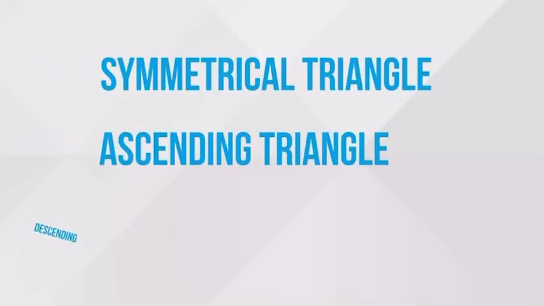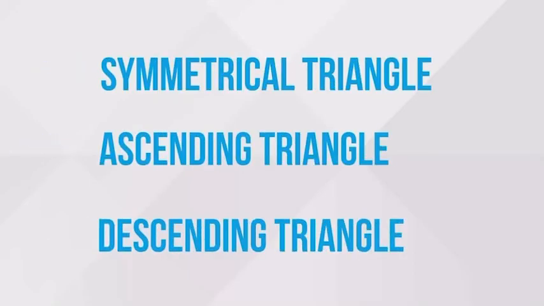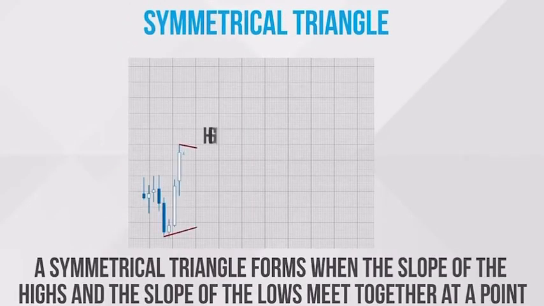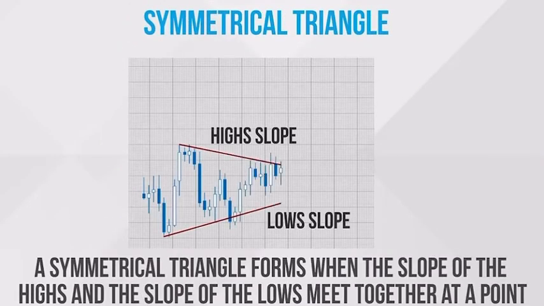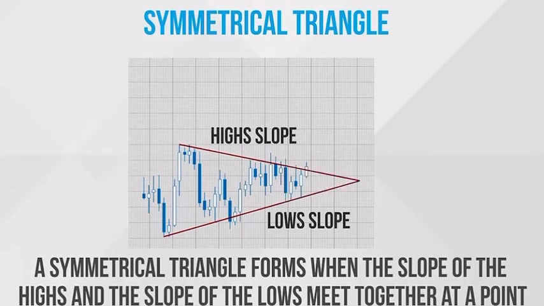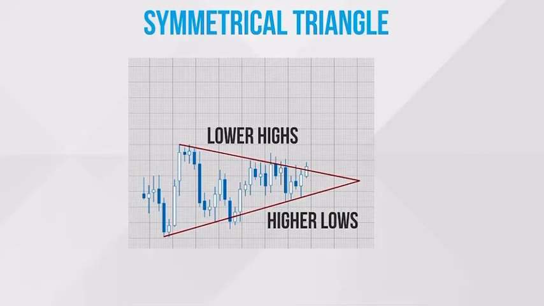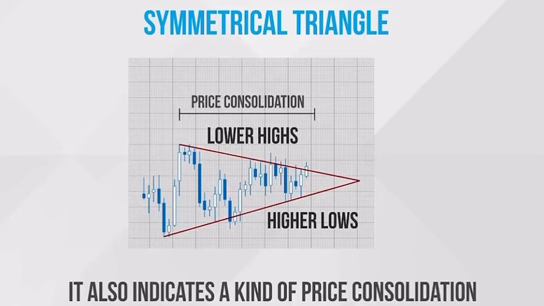Triangles. 3 different triangle patterns can form when trading on Forex. The first, a symmetrical triangle, forms when the slope of the highs and the slope of the lows meet together at a point. This means that the market is creating lower highs and higher lows over a period of time. It also indicates a kind of price consolidation.